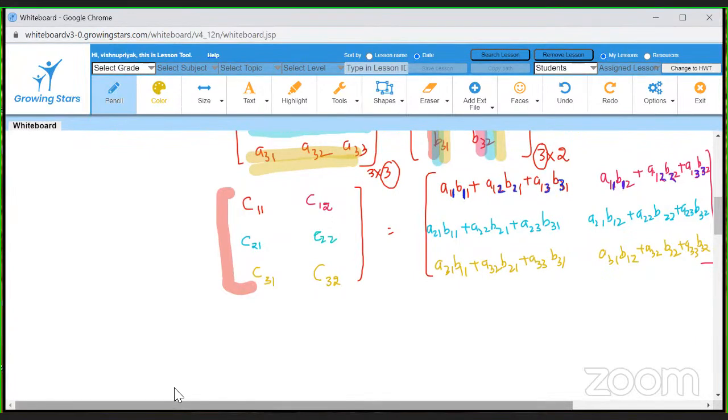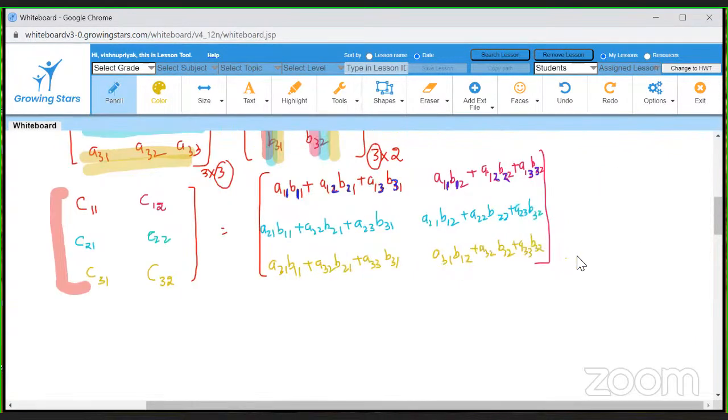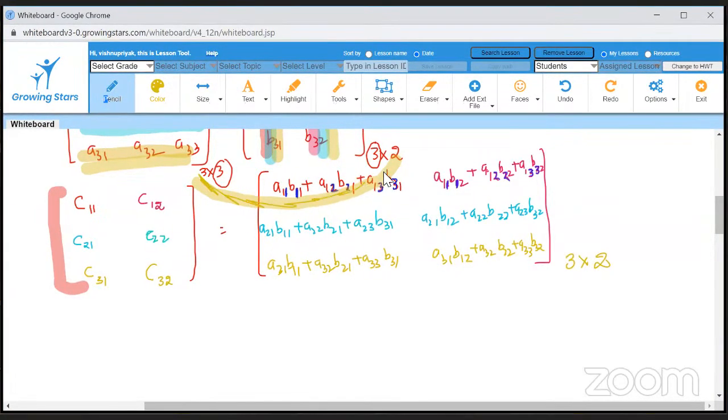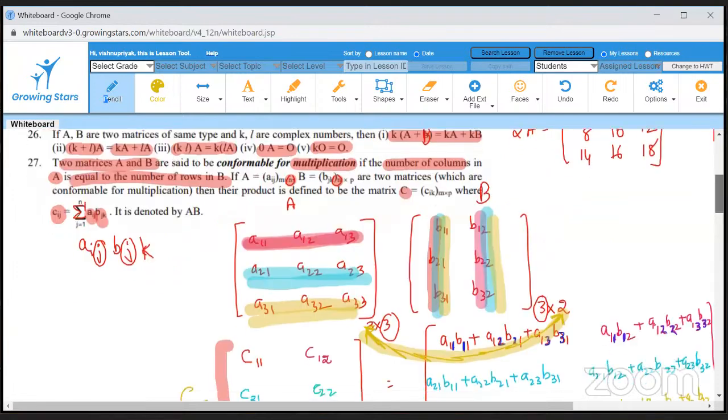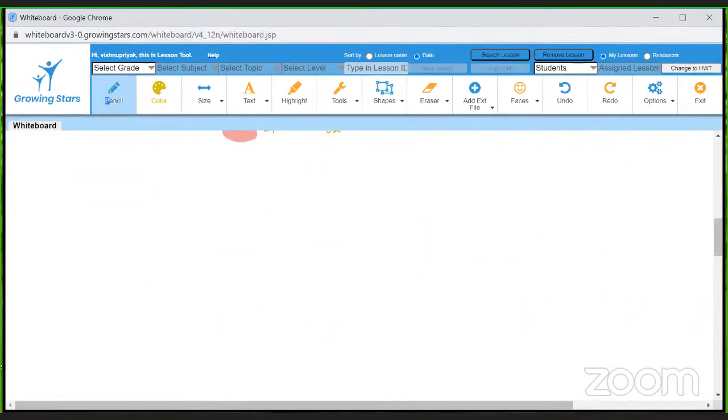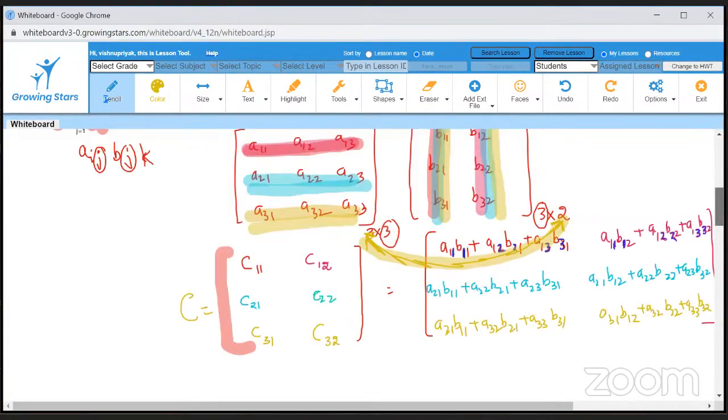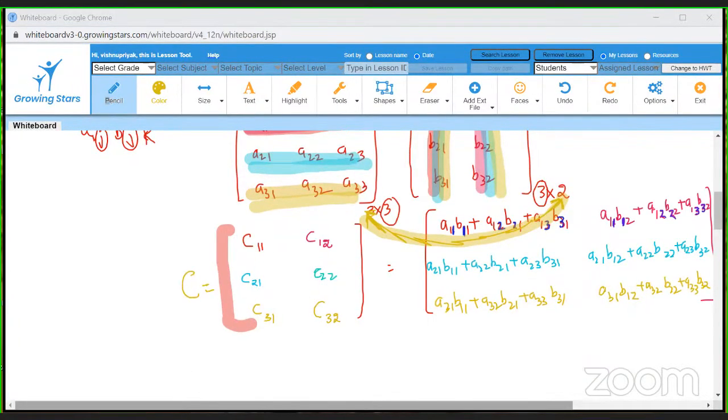In this way, you will multiply and the order will be 3 by 2. 3 rows, 2 columns. The order from here, 3 by 2. This will be the order of the matrix C after multiplication. Learn this carefully. One time only you won't get it. You have to practice again and again. Okay, next.